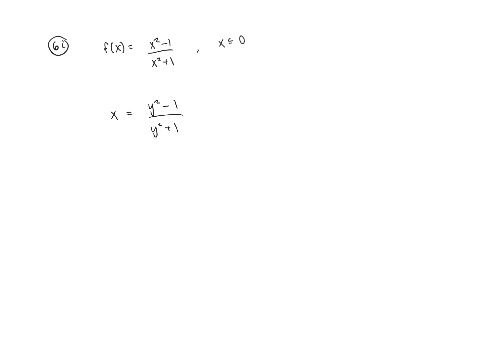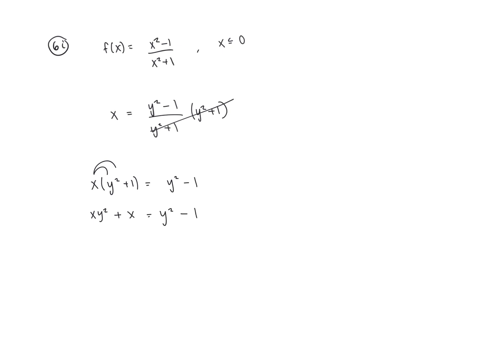Okay, now what I need to do is I'm first going to try to clear the fraction. And to clear the fractions, I'm going to multiply both sides by the denominator. So that goes away. And so I'm going to have x times (y squared plus 1) equals y squared minus 1. What I'm going to do next is distribute the x. So I have xy squared plus x equals y squared minus 1.